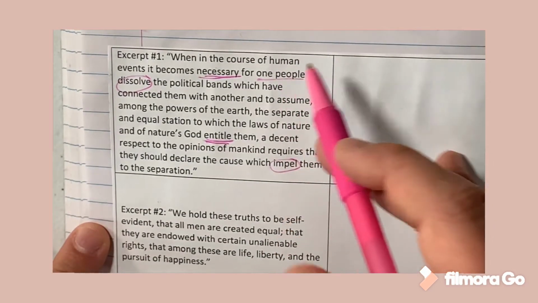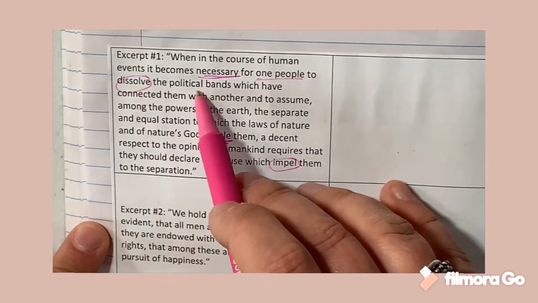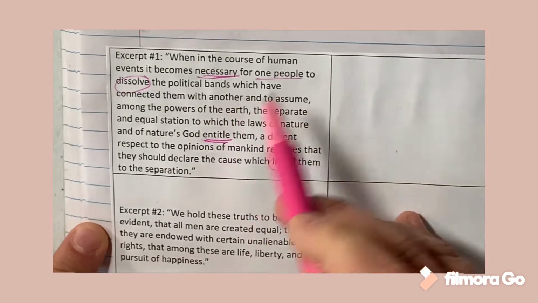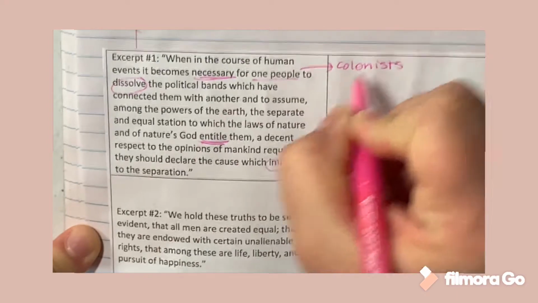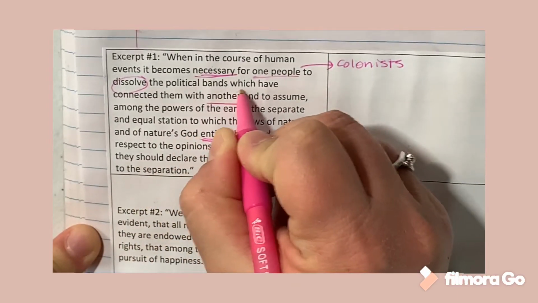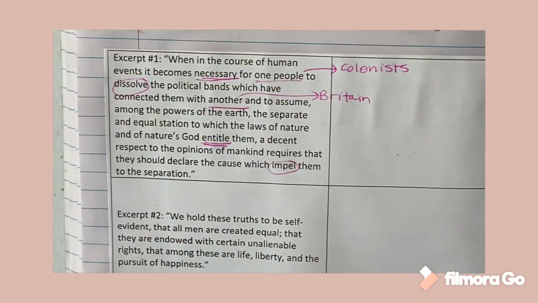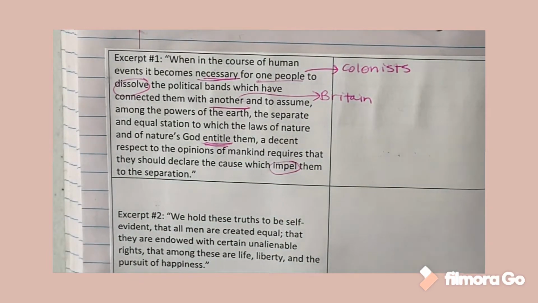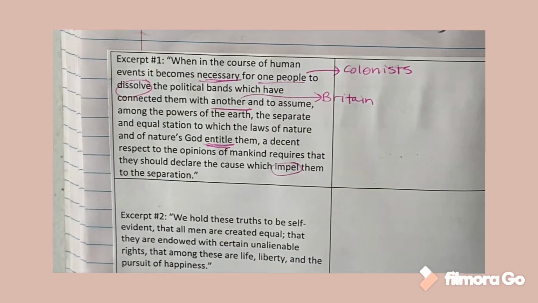In this case, the one people that feel that it's necessary to dissolve political bands which have connected them with another. The one people is the colonists, and another is Britain. So that basically just means, look, we don't want to be a part of you anymore. And dissolve means like when you dissolve sugar in your lemonade or something, that's one way of dissolving.